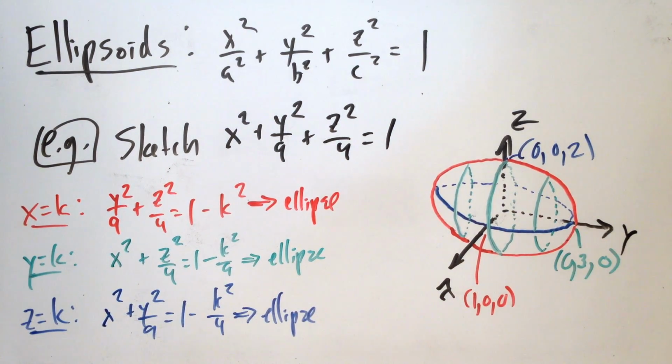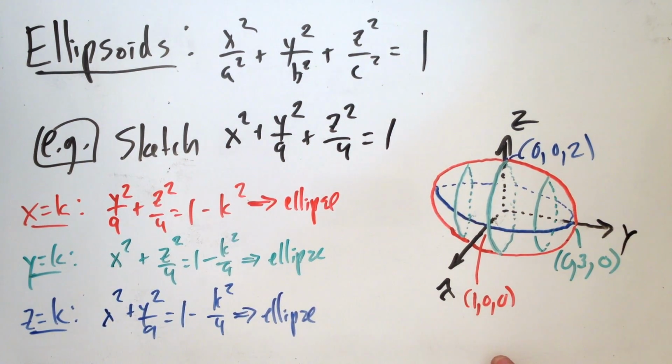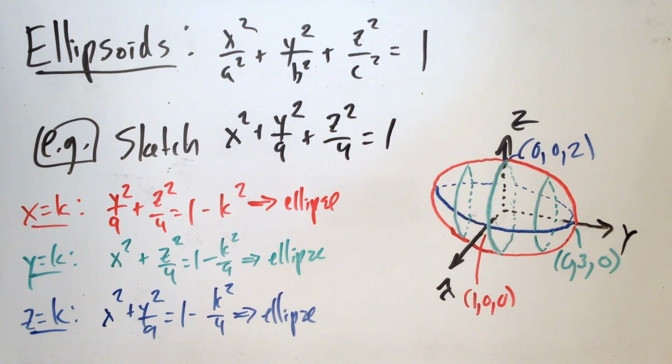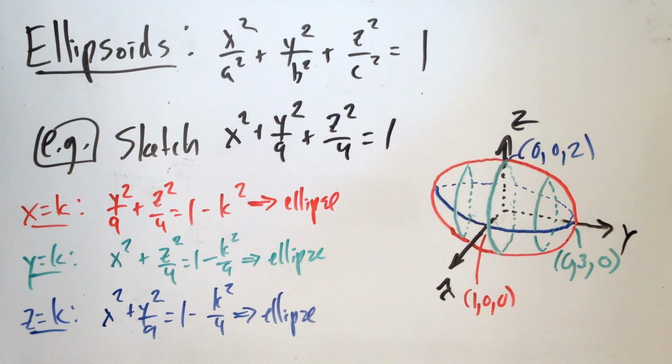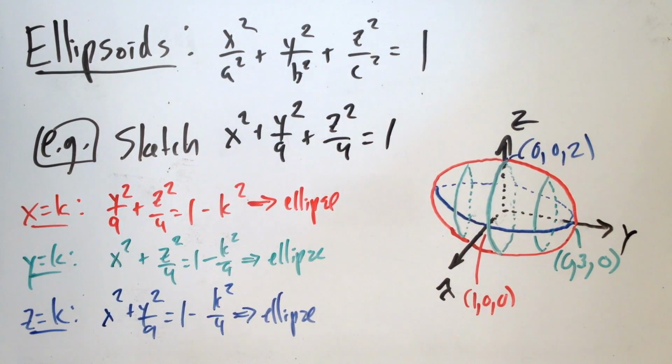So, for example, since we have a equal to 1 here, b equal to 3, and c equal to 2, we know that our ellipsoid will hit the points 1, 0, 0, and also on the other side, negative 1, 0, 0. It goes through 0, 3, 0 over here, and over here this is going to be 0, negative 3, 0. Up here it goes through 0, 0, 2. Down here it'll go through 0, 0, negative 2. So there is our ellipsoid.